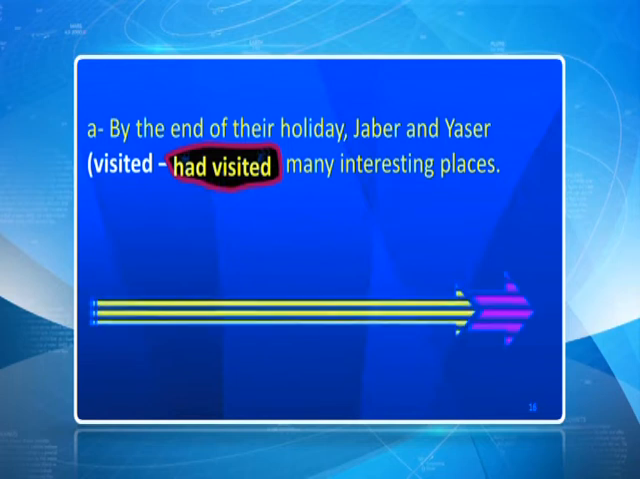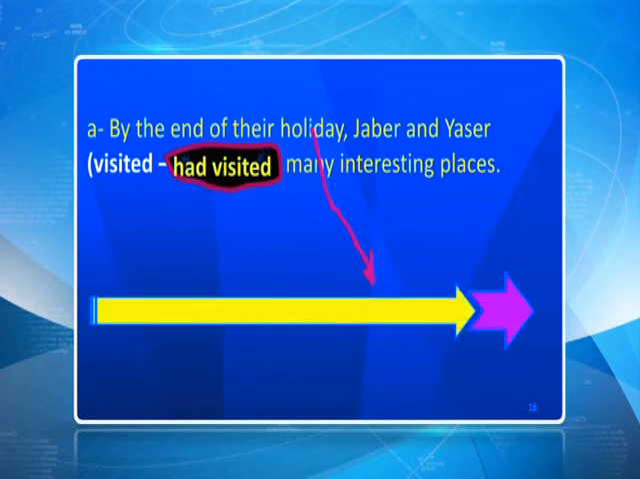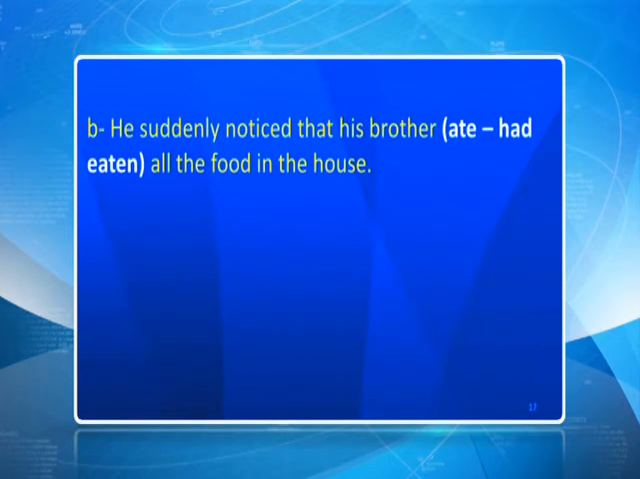Why? Because here we have the end of the holiday, a precise time in the past, preceded by an action which took place in the past perfect, which is had visited. Sentence number B, he suddenly noticed that his brother, the first verb is ate, the second is had eaten, all the food in the house.